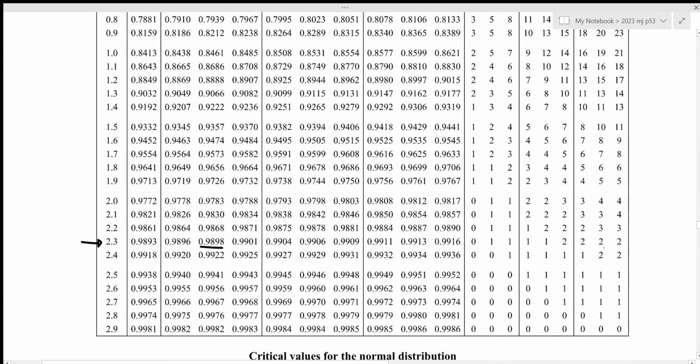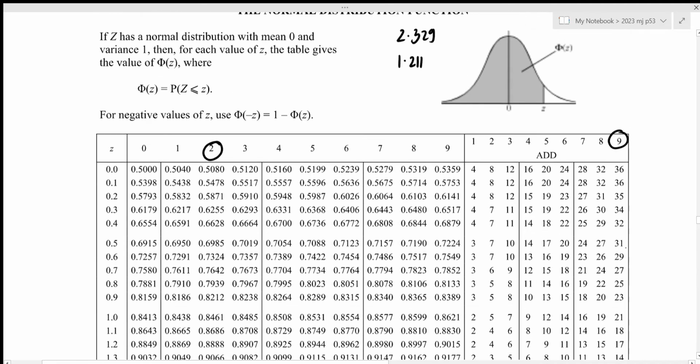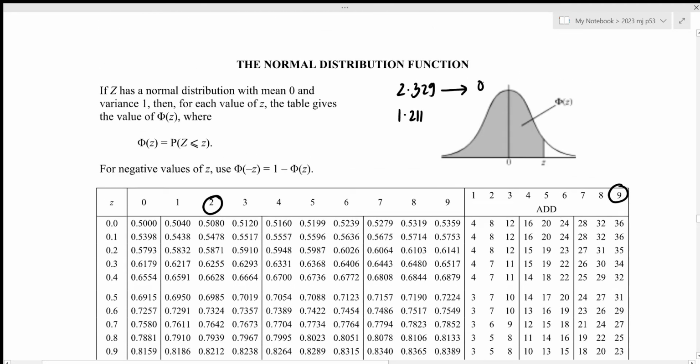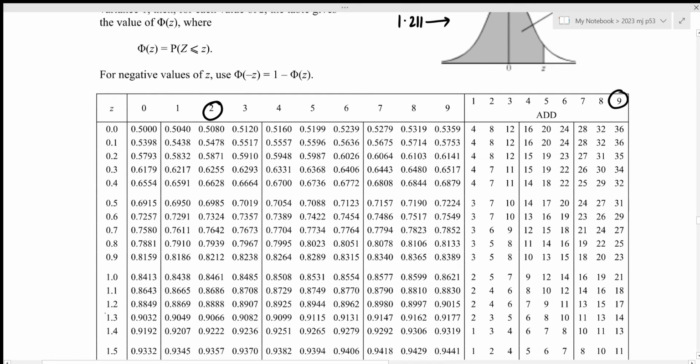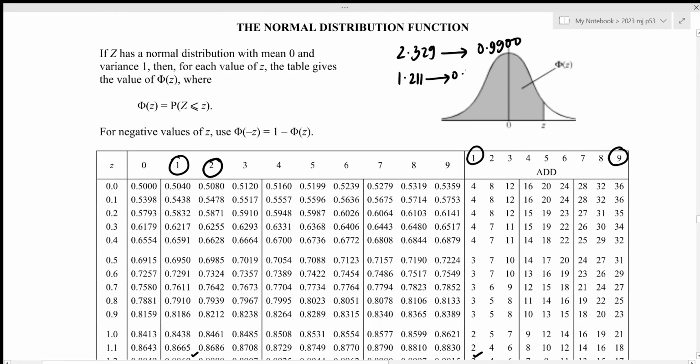So that's 2. Now the required probability will be 0.9898 plus 0.0002, which will result in 0.9900. So for this one, the probability is 0.9900. We repeat the same process for 1.211. So we have 1.2, second decimal place is 1, and the third decimal place is 1 as well. So the required probability will be 0.8869 plus 0.0002, which is 0.8871.